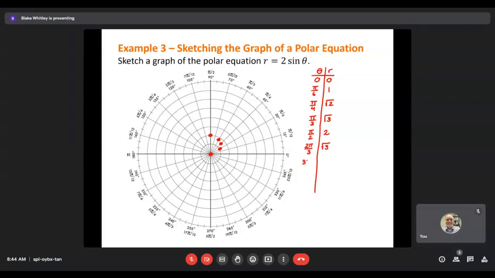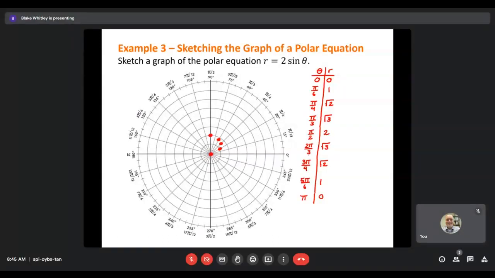Then we'll do 3 pi over 4. Sine of 3 pi over 4 is square root of 2 over 2. Multiply that by 2, we get square root of 2. 5 pi over 6. Sine of that is 1/2 times 2 is 1. And then pi, sine of pi is 0 times 2 is 0. So notice here, we're basically just getting those same values we got before, just in reversed order now.